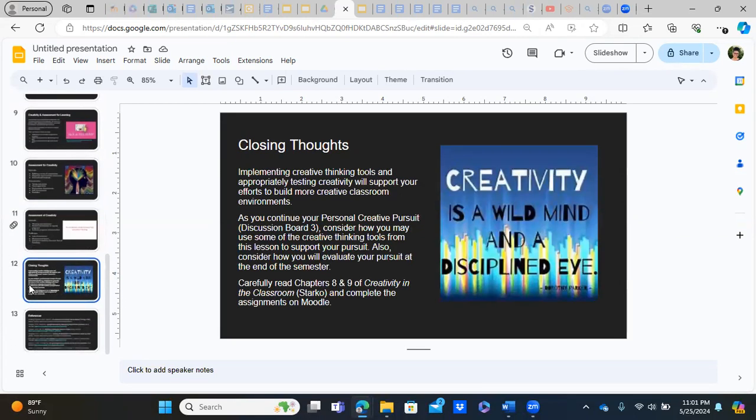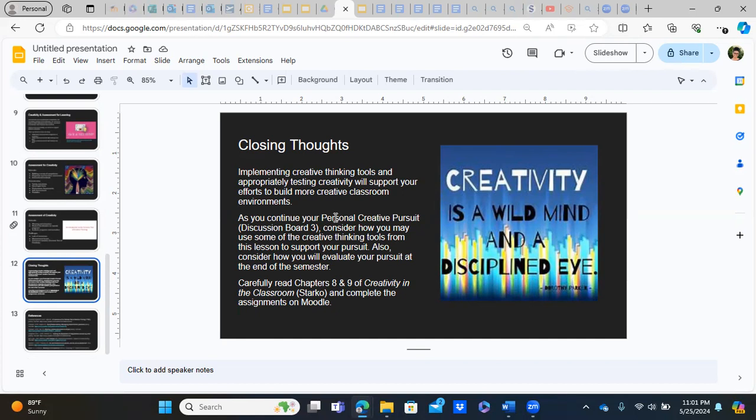We have some closing thoughts here. Implementing creative thinking tools and appropriately testing creativity will support your efforts to build more creative classroom environments. So that's what we wanted to do with this lesson: reflect on what are some actual teaching tools, some strategies that we can use to build creativity. And then I wanted you to begin thinking about how it's assessed.